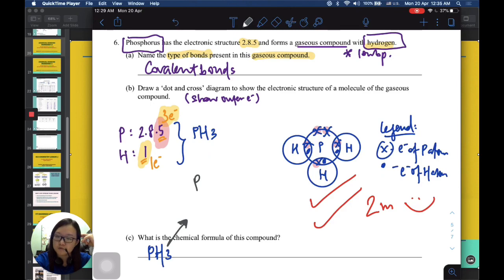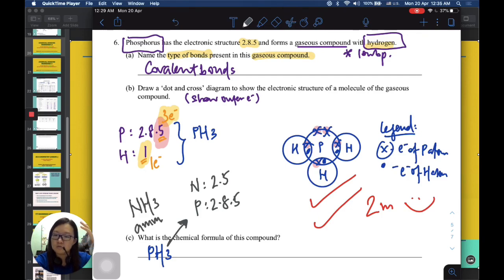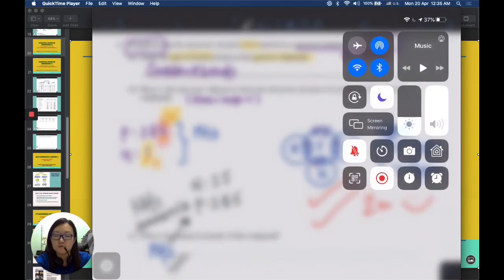For instance, if you look at the periodic table for group 5, because this one has 5 valence electrons, above phosphorus is nitrogen, which is 2.5 because it has 1 electron shell less. We have seen this before, NH3 ammonia. When nitrogen forms a compound with hydrogen, it forms NH3 ammonia. Following that train of thought, when we go on to our next topic, which is the periodic table, it will become a lot clearer when we talk about periodic and group trends.